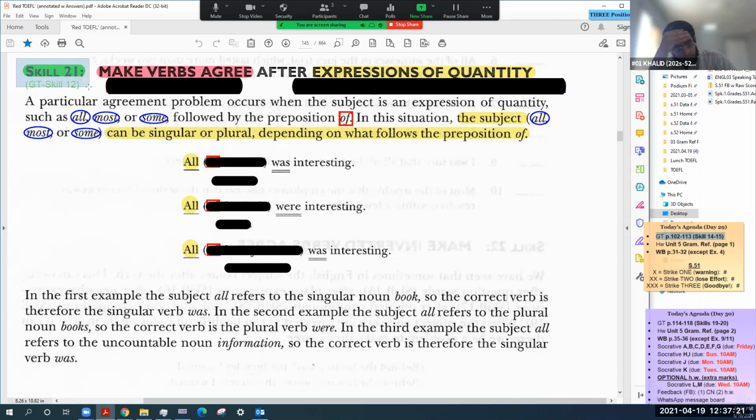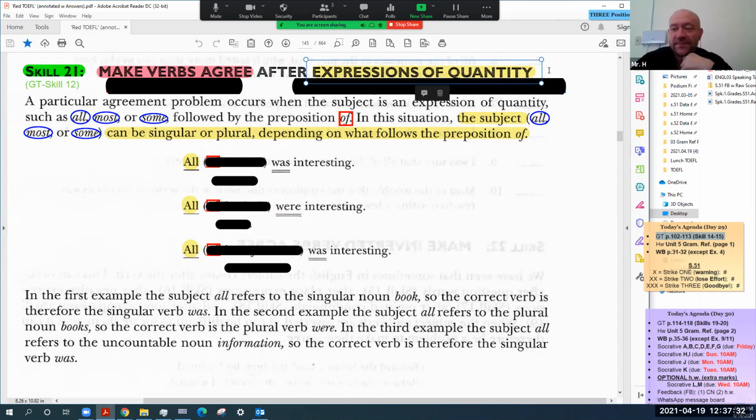Make verbs agree, skill 21. Make verbs agree after expressions of quantity. Okay. Now, yesterday we did a skill about this, to make verbs agree. What does that mean, to make verbs agree? Can anybody tell me?